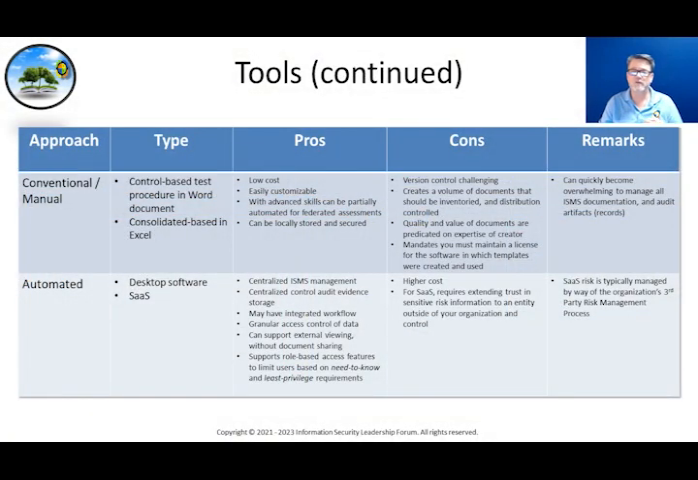So on the conventional or manual side, the type is control-based test procedures in Word documents, consolidated in Excel spreadsheets, if you will. On the pros: very low cost, easy customizability with advanced skills, and it can be partially automated. So in a spreadsheet, for example, with a little VB scripting, if you have 4 or 5 different business units, you can have a copy for each business unit. You can put your VB script in there to pull all the data to one master spreadsheet, so you have the high-level enterprise view as well.